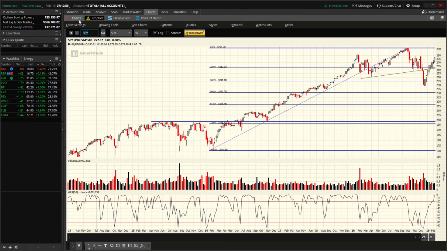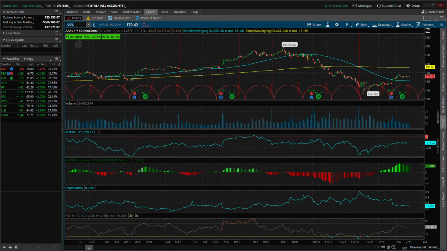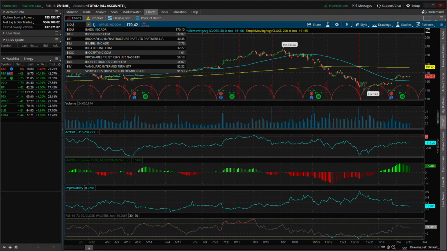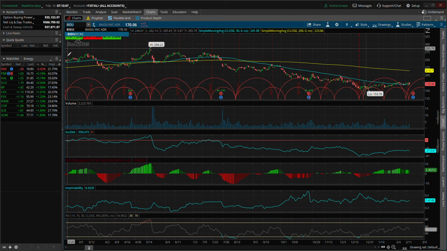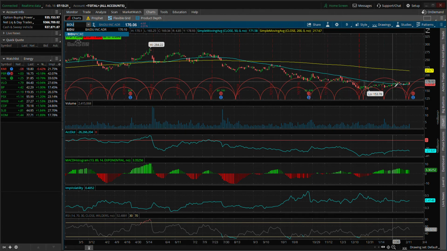Let's switch back to BIDU. BIDU, same thing. All the beautiful patterns for BIDU. You can see here, I've been tracking this for a while. I don't trade BIDU, but you see the cycle pattern here, cycle pattern here.